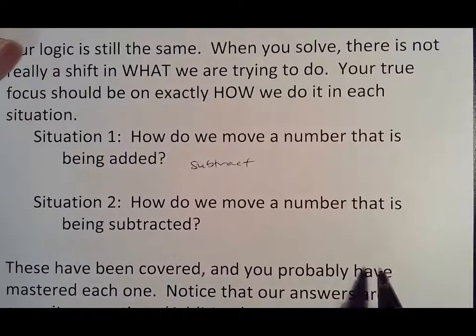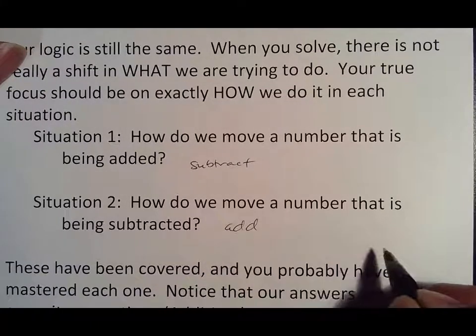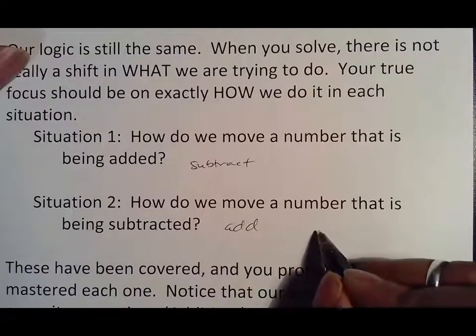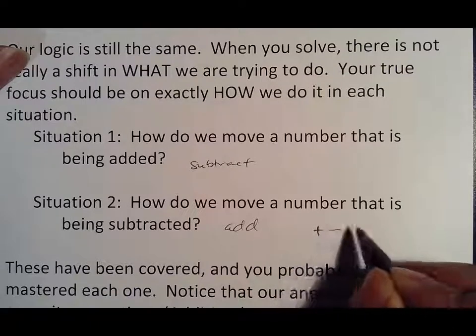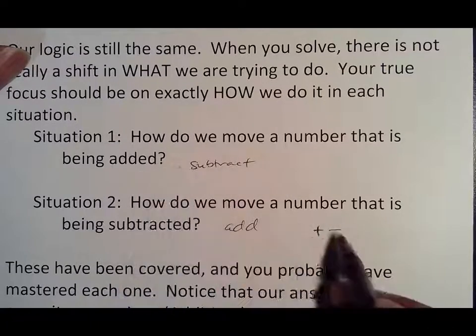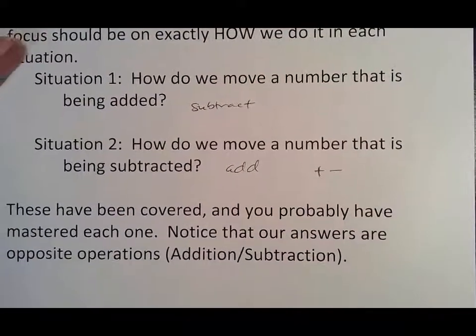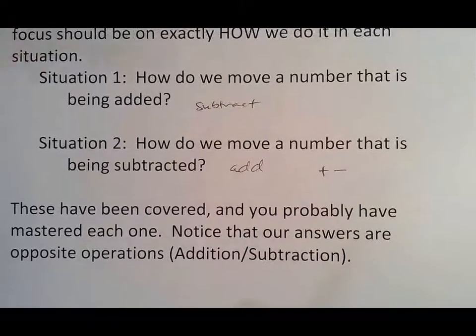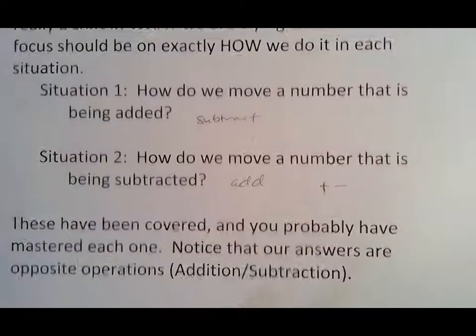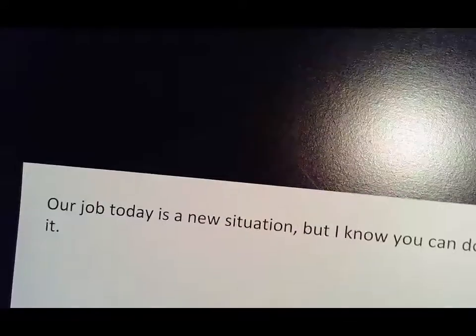How do we know to get rid of something that's being subtracted? We should know to add it. So we know that addition and subtraction are opposites. And so whenever something was being added, we use subtraction. Whenever something was being subtracted, we used addition. Those have been covered, and you probably mastered each one. But again, notice our answers are opposites. Addition and subtraction are opposite operations. That's why we look at them as they are.